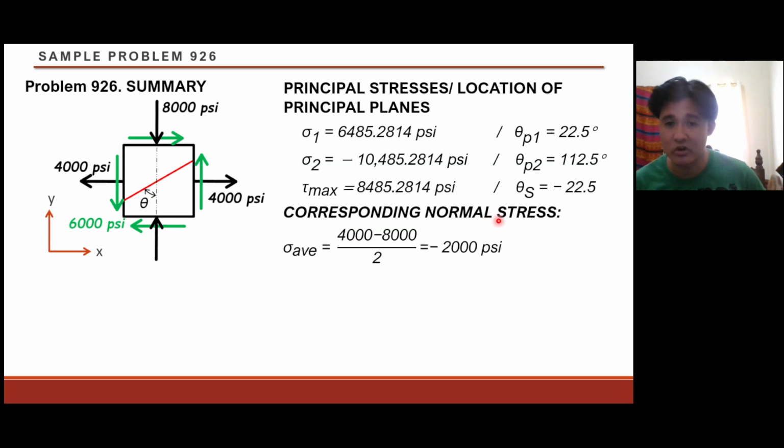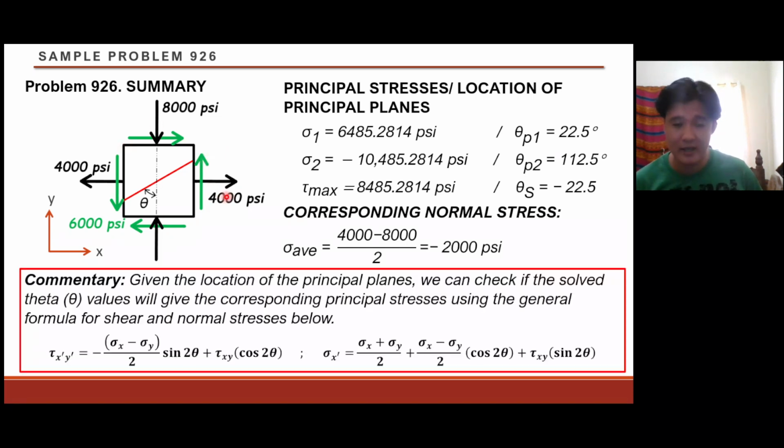So, the corresponding normal stress, again, is simply the average stress on all four faces of our stress element. And lastly, maybe we can make this a checking step. Given the location of the principal planes, we can check if the solved theta values will give the corresponding principal stresses using the general formula for shear and normal stresses below.